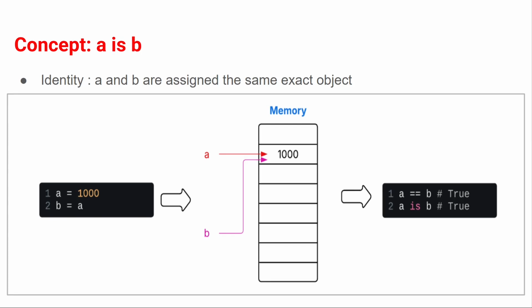Why? Because a is b means that a and b are assigned to the same exact object. So they are pointing to the same exact address in memory. Here, the equality is preserved because, of course, it's the same value 1000 for both, but also a is b.